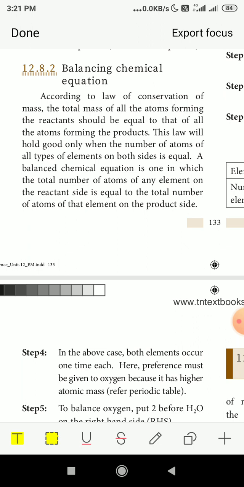This law will hold good only when the number of atoms of all types of elements on both sides are equal. A balanced chemical equation is one in which the total number of atoms of any element on the reactant side is equal to the total number of atoms of that element on the product side. For that purpose only, we have to balance the equation.